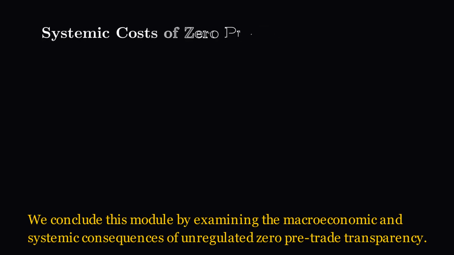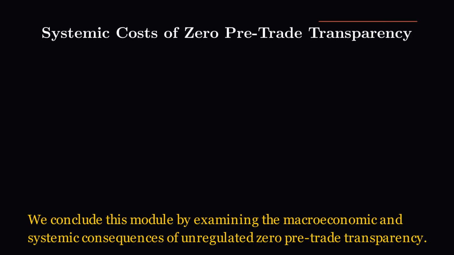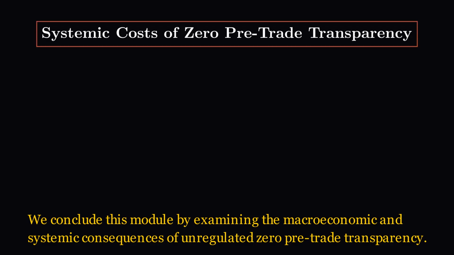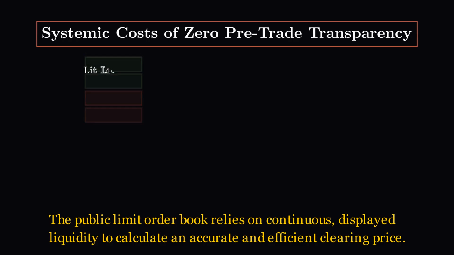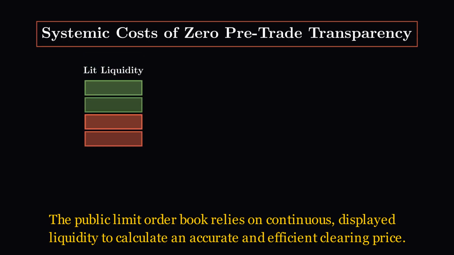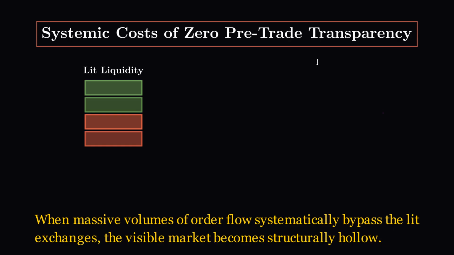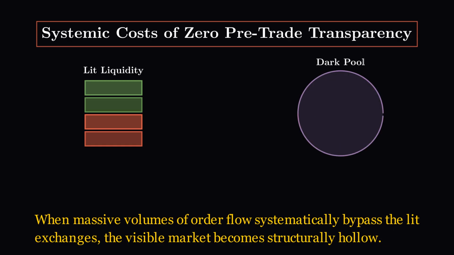We conclude this module by examining the macroeconomic and systemic consequences of unregulated zero pre-trade transparency. While dark pools provide indisputable execution advantages for individual institutional blocks, they introduce severe negative externalities to global price discovery. The public limit order book relies on continuous, displayed liquidity to calculate an accurate and efficient clearing price. When massive volumes of order flow systematically bypass the lit exchanges, the visible market becomes structurally hollow.